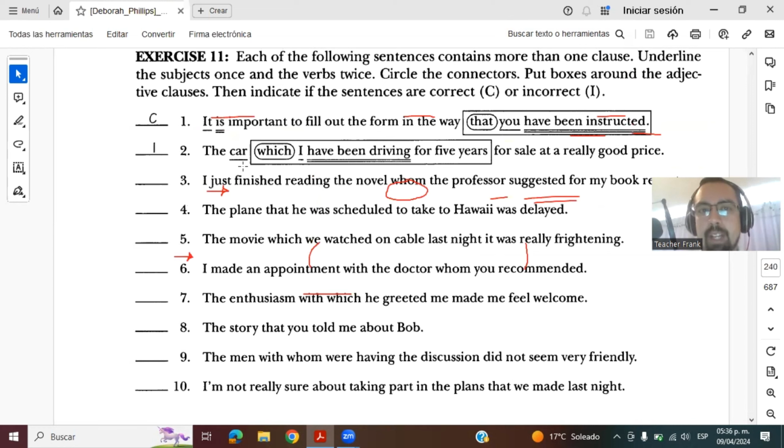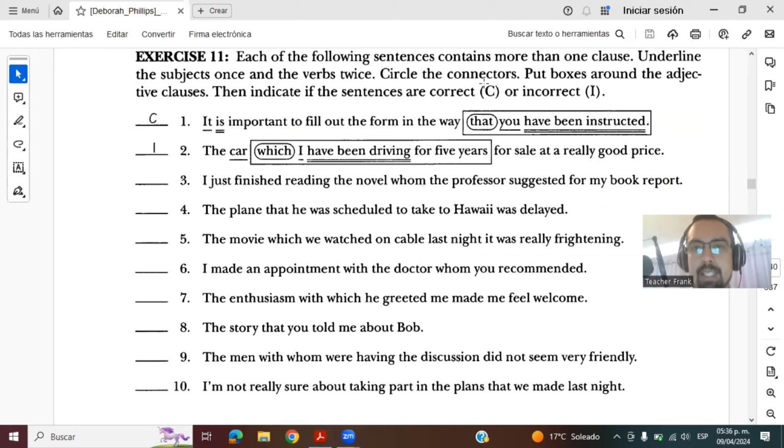Okay, so here for exercise 11, it says each of the following sentences, as usual, contains more than one clause. Underline the subjects once and the verbs twice. Circle the connectors. Put boxes around the adjective clauses just so we have them identified. And then indicate if the sentence is correct, C, or incorrect, I. Let's look at number 1 and 2, and then you can pause the video to do 3 through 10, and then we'll check it. Okay, so number 1 says, it is important to fill out the form in the way that you have been instructed.